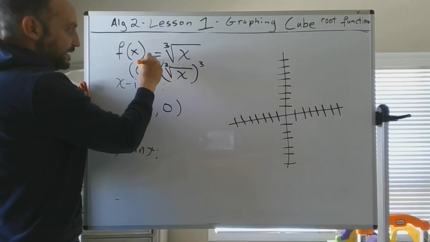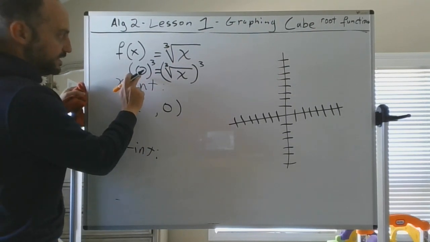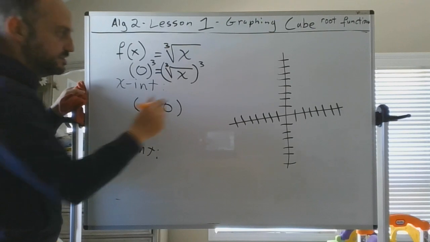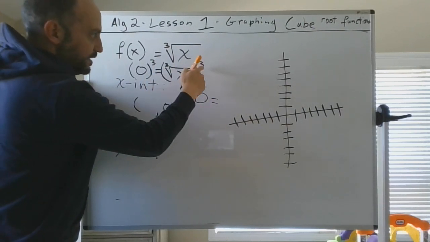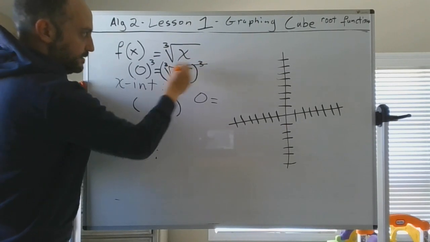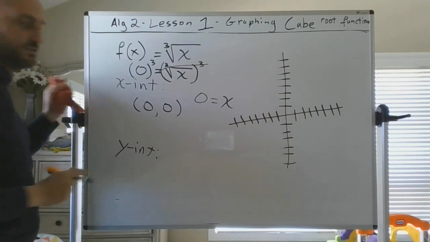But what I do to one side, I must do to the other. So I'm going to do that thing too. So now we're going to end up with 0 to the power of 3, which is 0, is equal to, well, the cube root and the cube cancel each other out. So I'm just left with x. There you go. Found it. Our x-intercept is 0, 0.